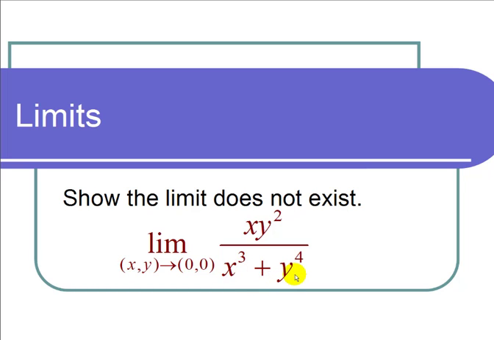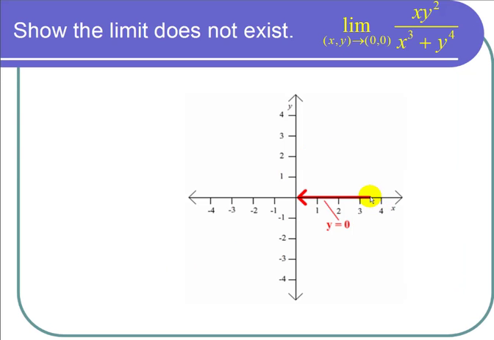So to show a limit doesn't exist, we can find two paths that approach (0, 0), take the limit along each of those two paths, and if those two limits are not the same, then the limit does not exist. So I'm going to start out with the path along the positive x-axis that goes towards the origin. So that means that y is equal to 0.